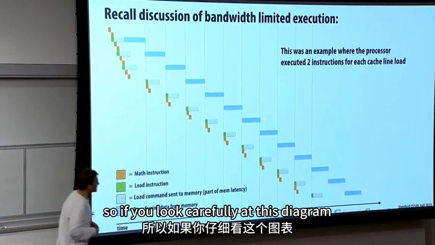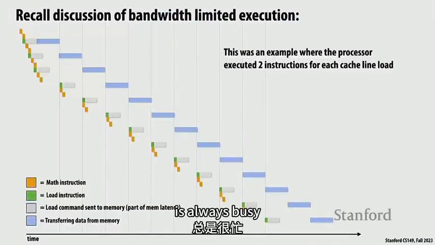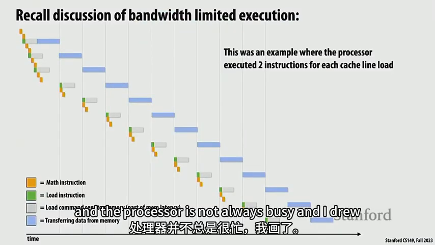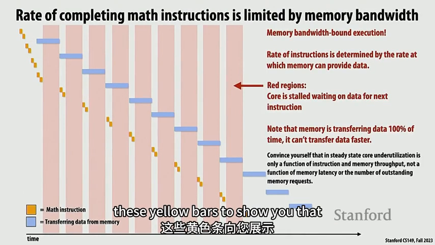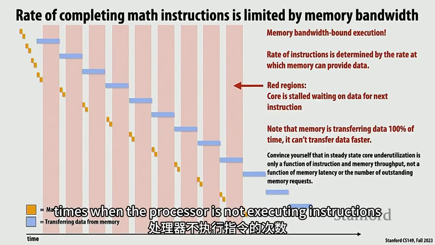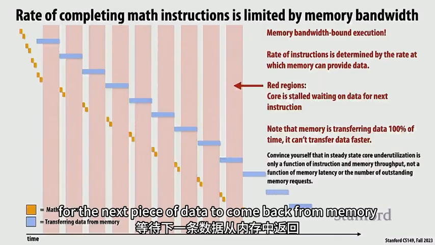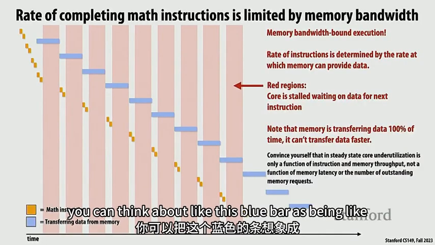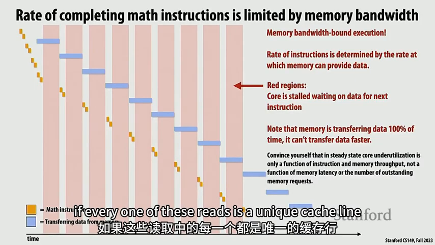So if you look carefully at this diagram, just double convince yourself that memory is always busy, and the processor is not always busy. I drew these yellow bars to show you that memory was always busy, and the pink bars are times when the processor is not executing instructions because it's waiting for the next piece of data to come back from memory. So you can think about this blue bar as being a cache line. It's 64 bytes or something like that, if every one of these reads is a unique cache line.